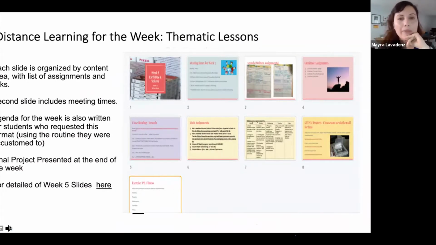Okay, this is what my students receive. Every week I create Google Slides and I output that through Google Classroom. All my slides are organized by content area, and they can also click on the links to go to the assignments. I also have my STEAM projects there, and I usually give extra links just to challenge those students who want to do extra art projects and want more things to do because they're so bored, right?